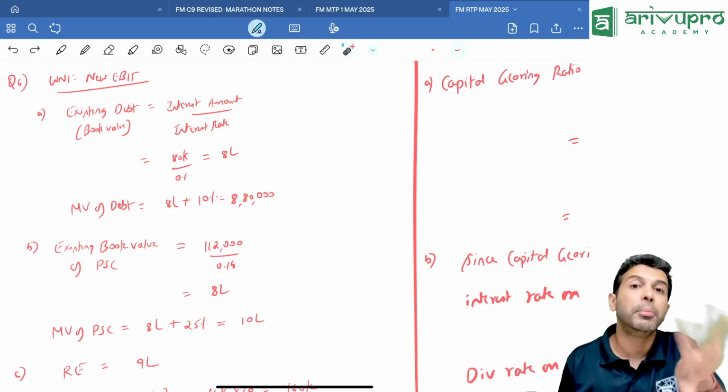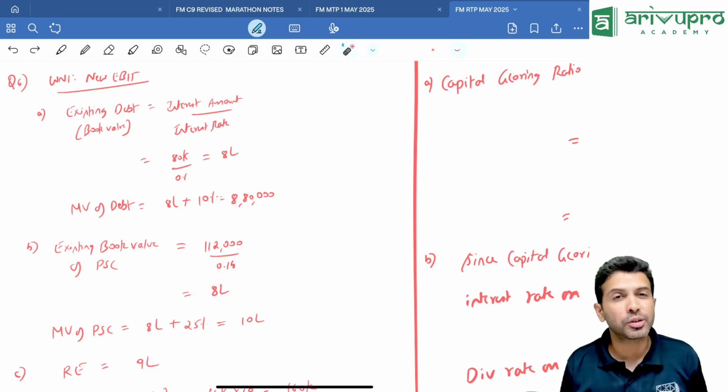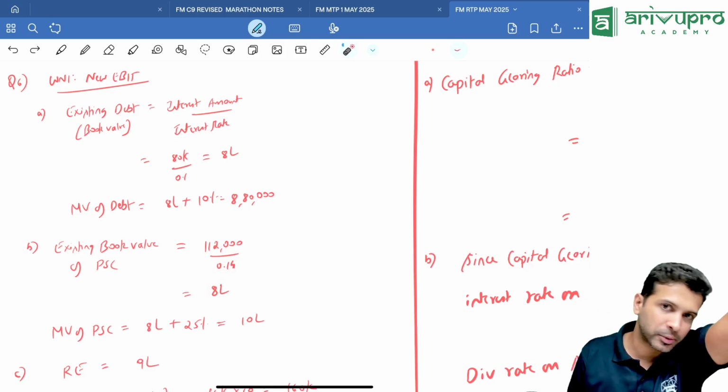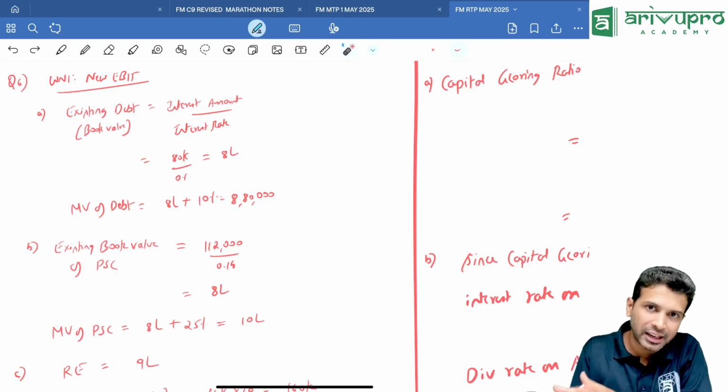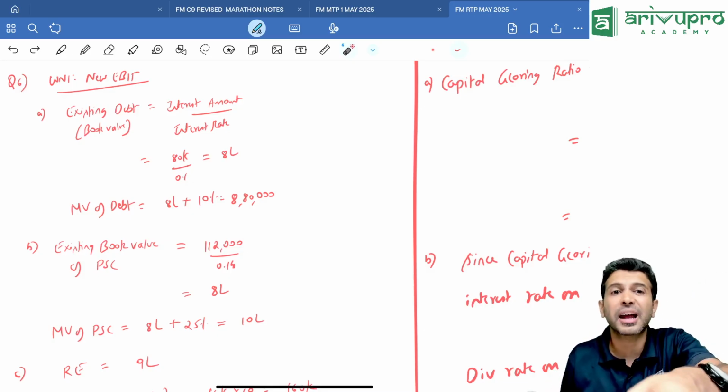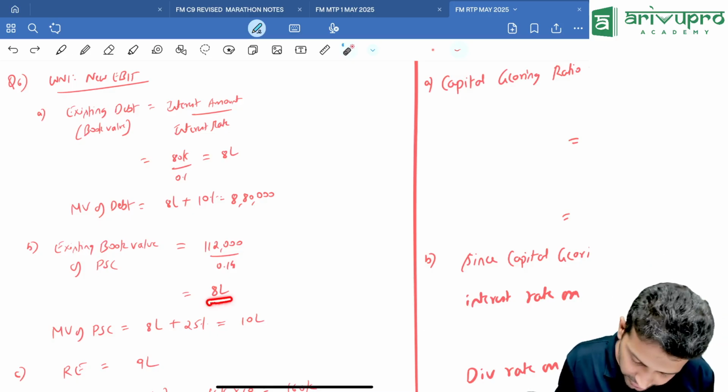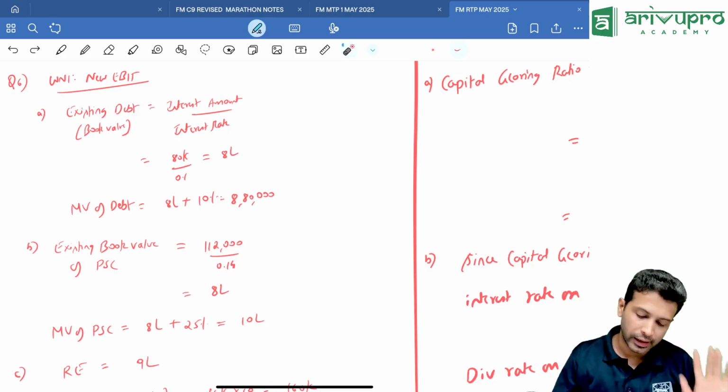We need book value or market value? Market value is same or 25% more. As per the question, they told debt's market value is 10% more, preference share capital's value is 25% more. 8 lakh's 25%, you do. How much is that? 10 lakh. Till here we have done.